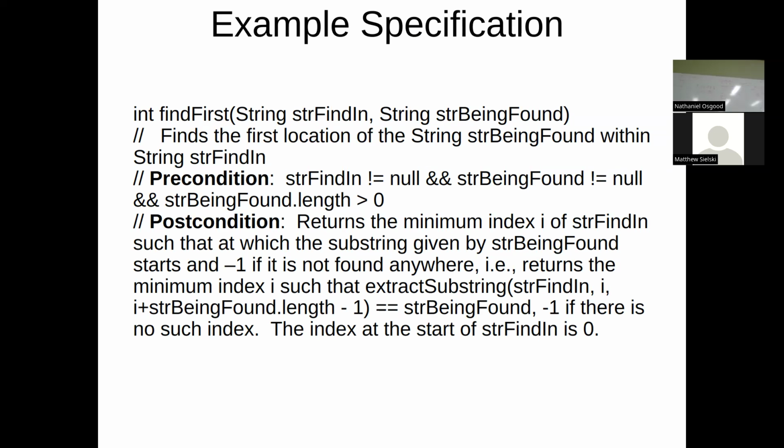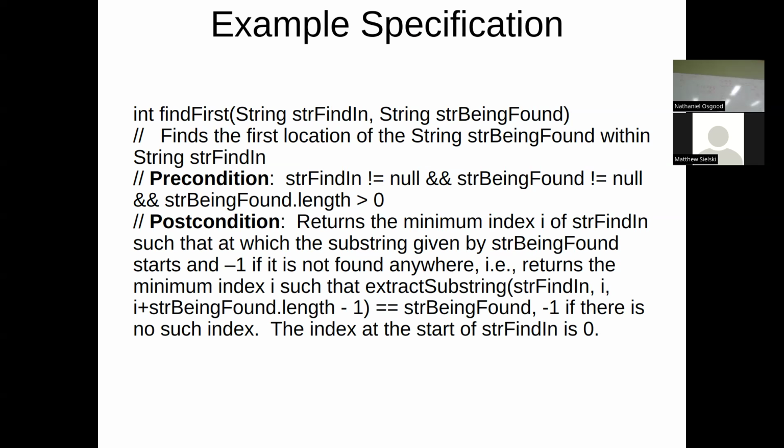So this is an attempt to provide a thoughtful specification. It pins down a lot of particulars, and you almost can write the assertions coming out. You want to assert the string to find in is not null, the string being found is not null, and the string being found length is greater than 0. And then if those are guaranteed, you want to make sure that the range of the value returned is no less than -1.